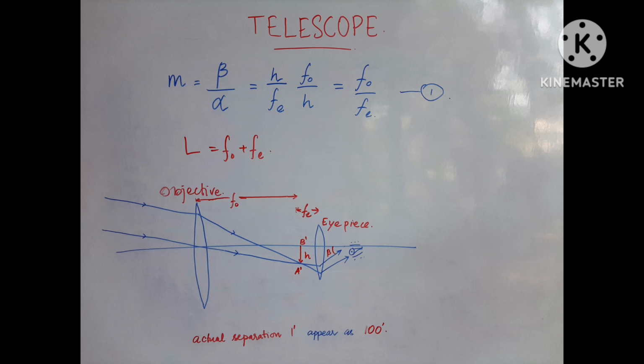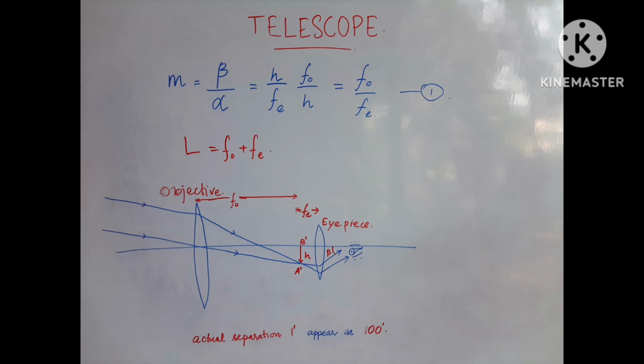The telescope is used to provide angular magnification of distant objects. It also has an objective and an eyepiece.